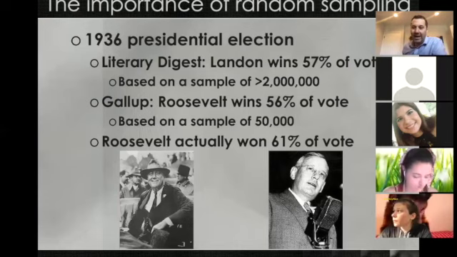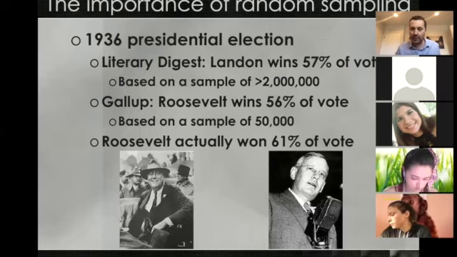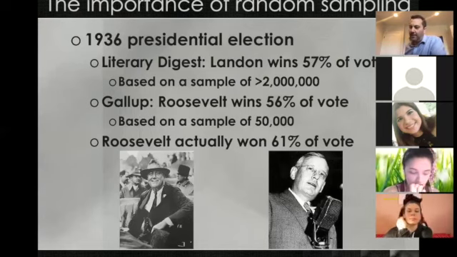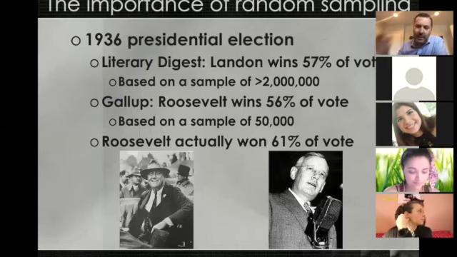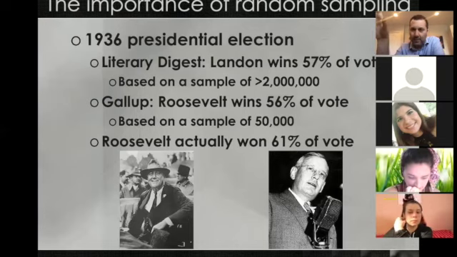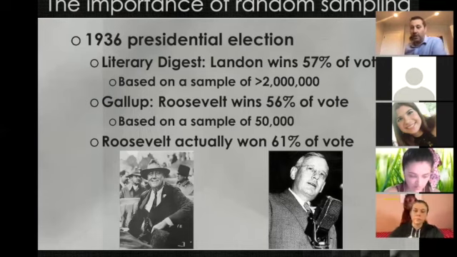On the other hand, George Gallup used a much better process for randomly picking people. And as a consequence, his prediction was much more in line with what actually happened. Okay, and so this demonstrates the importance of random sampling. In fact, there's a big lesson here, right? Because if you look at the sample size, we're looking at a sample of over 2 million people, which led to the wrong prediction, and a sample size of only 50,000 people, which led to the right prediction.